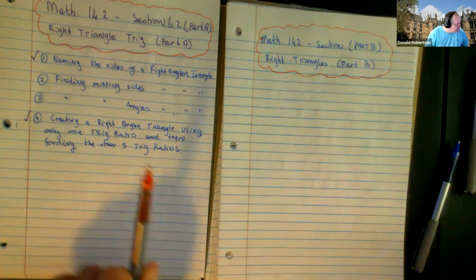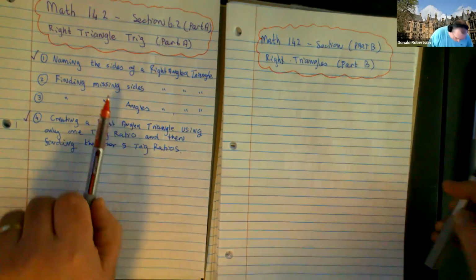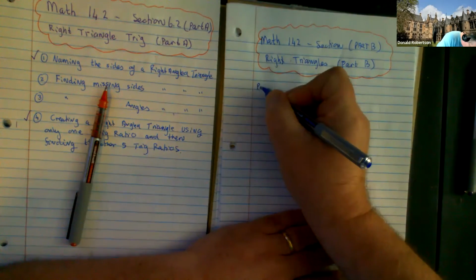Right, so that's what we're going to deal with. What is left in the right angle triangle world that we have still to do? The answer is a lot. There's a lot of things we haven't really covered. I would basically describe all of these as problem questions now.